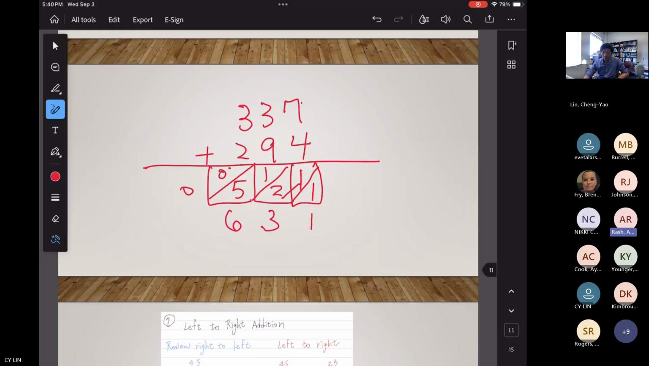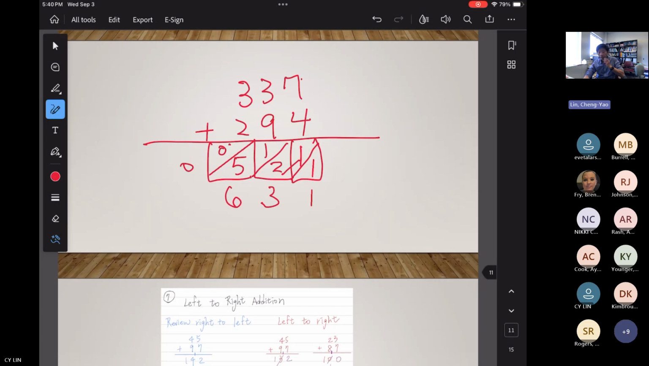Yes. See, the more digits, you get the answer. I like the latest method because compared to the traditional way, I think that this is better because place value is clear. Okay.